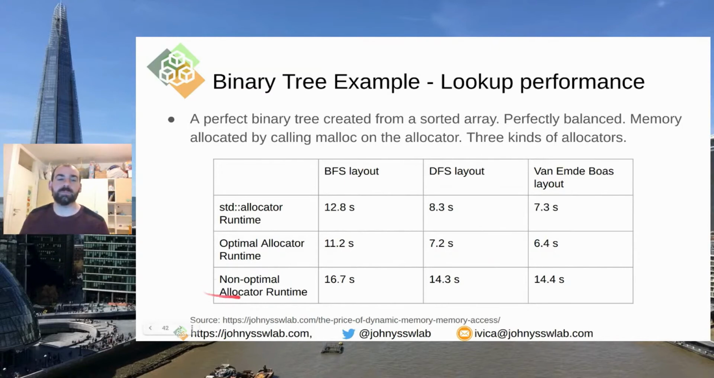As far as the non-optimal allocator runtime, you see that if the allocator is just returning random memory chunks, the layout doesn't matter that much. DFS and Van Emde Boas layout are almost the same, and BFS is a bit slower.